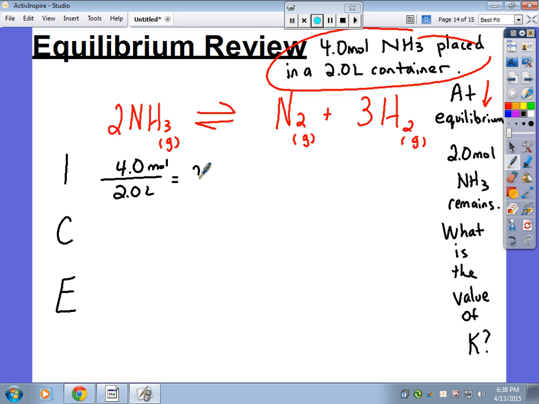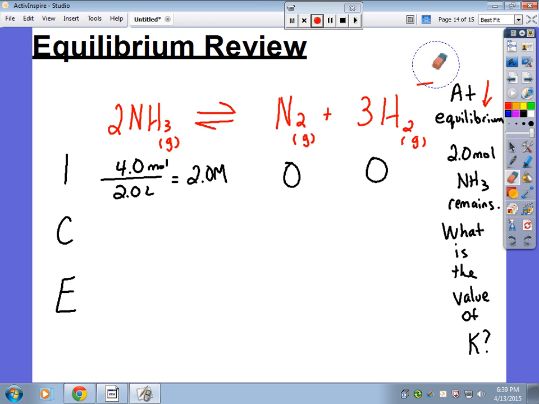And that's going to give me a molarity of 2. And I have none of this and none of this in my container. Why is that? Because all it tells me is I have 4 moles of ammonia placed in a 2-liter container. That's taken care of. Okay?